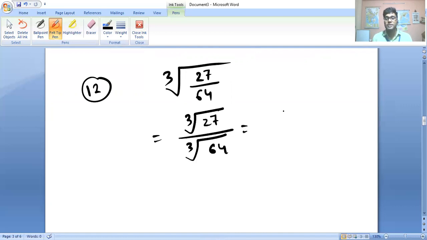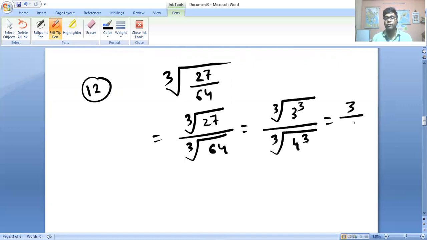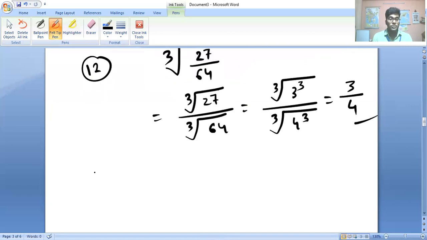So cube root of 27 means what? 3 cube. And cube root of 64 means what? 4 cube. So for 3 cube, 3 will come out, and for 4 cube, 4 will come. So this is the answer.